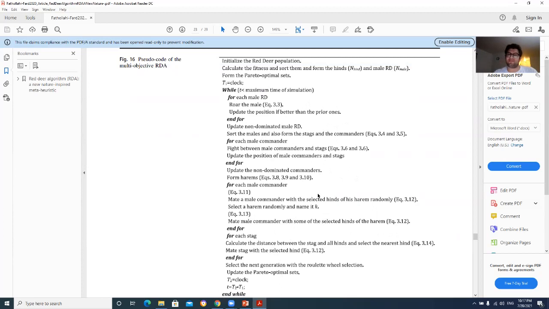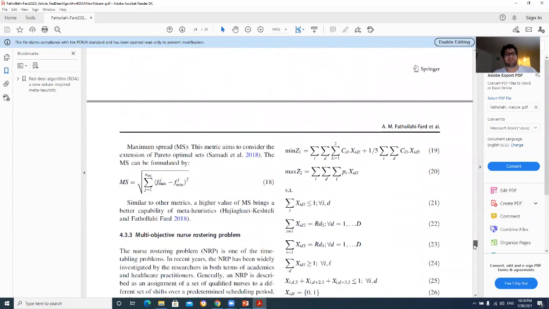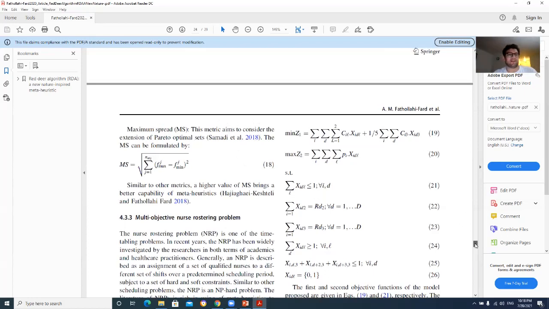regarding the roaring, mating, and fighting process. It should be noted that in the case of multi-objective optimization, we have different performance metrics to analyze the quality of a solution, such as the number of Pareto solutions, mean ideal distance, and spread of non-dominant solutions. As you can see, their formulations are given, as well as the maximum spread, and many other evaluation metrics, such as hypervolume, as we can apply it.